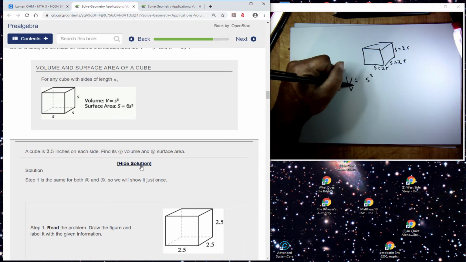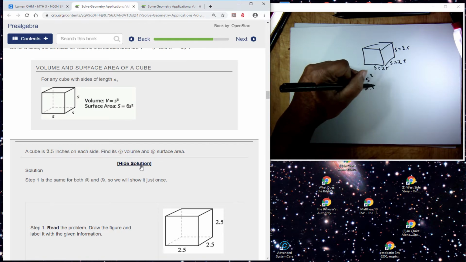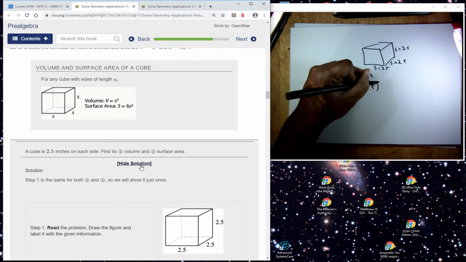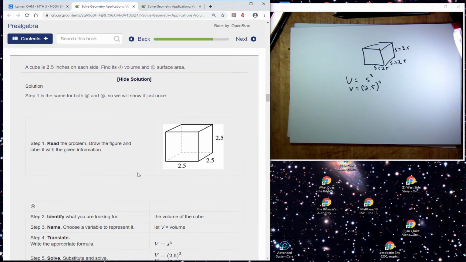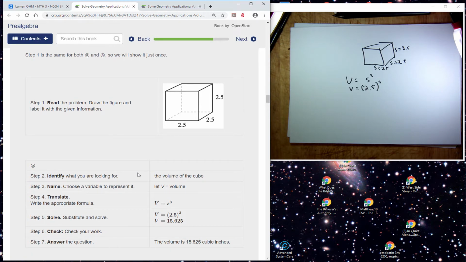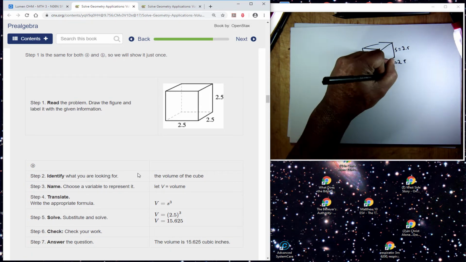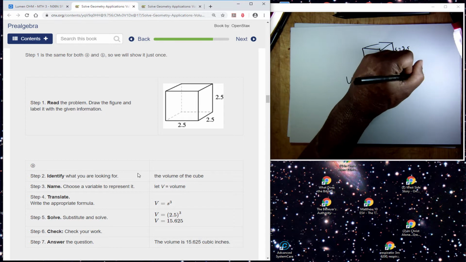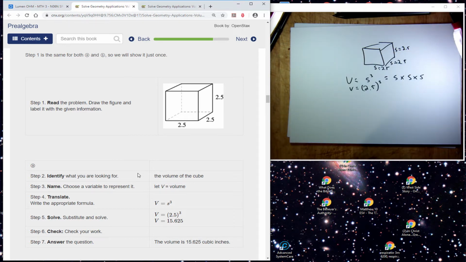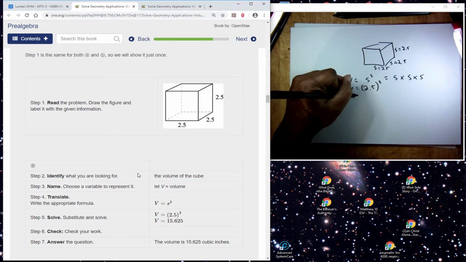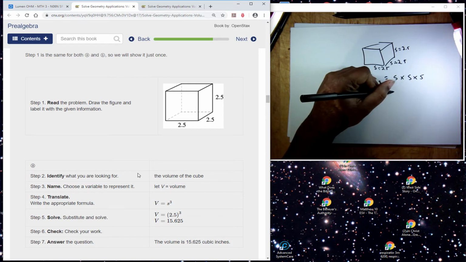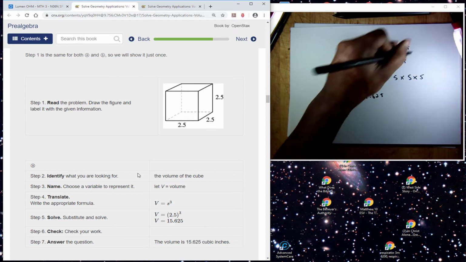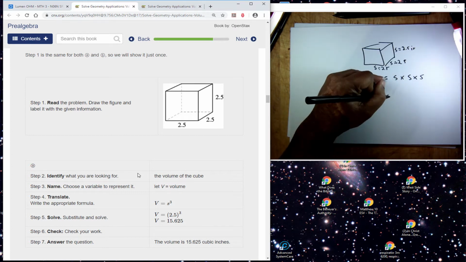In this case here, 2.5 to the third power. Understand, this means s times s times s. So our final answer here is 15.625. And my unit in this case here is inches. So I'm going to have cubic inches.